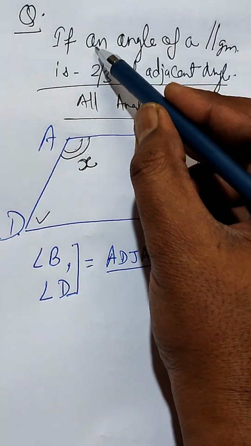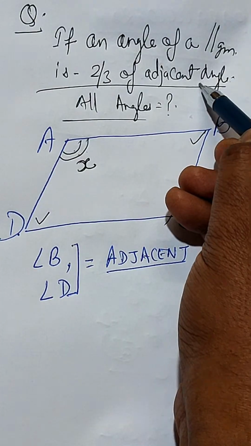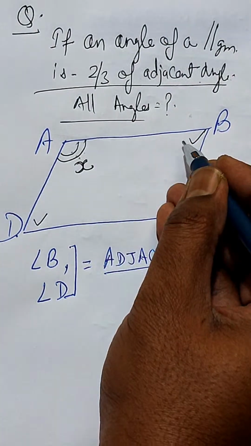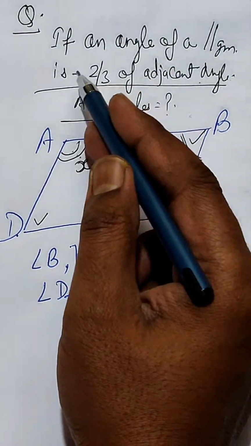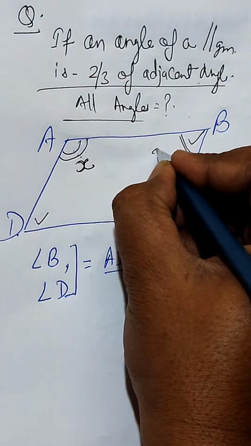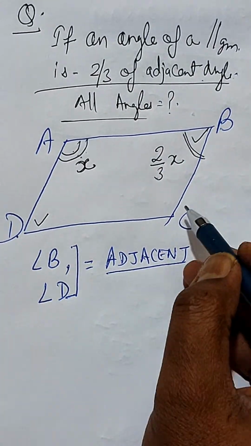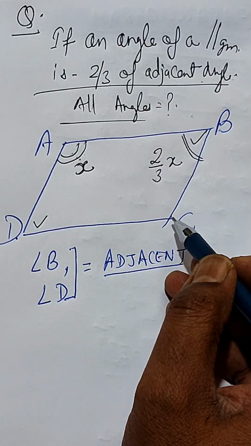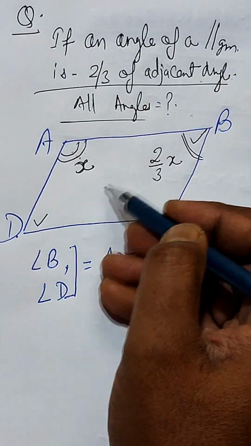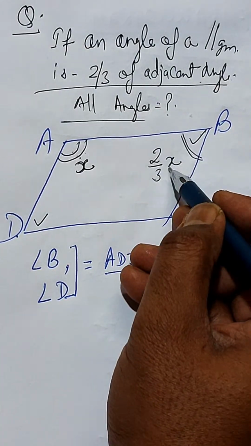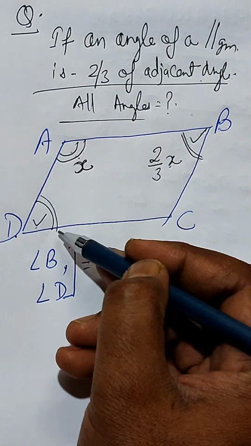And it's given that an angle of a parallelogram is 2/3 of its adjacent angle, right? So if this is x, then this angle will be equal to how much? Just follow the question: 2 by 3 times x, right? And recall the theorem we studied on the last page, that the opposite angles of a parallelogram are equal. So if this is 2 by 3x, the angle D will also be equal to 2 by 3x.